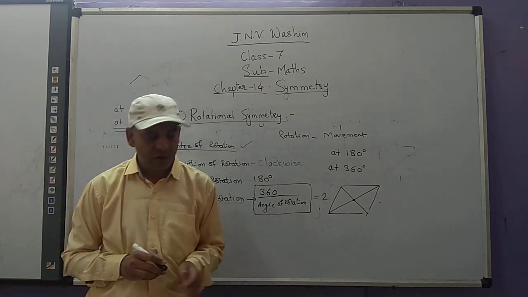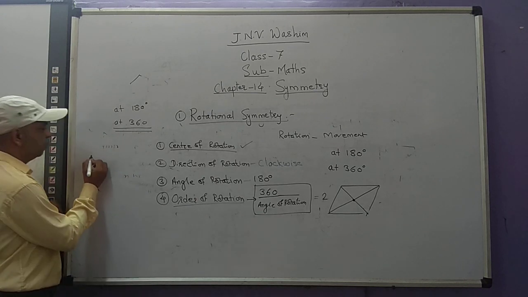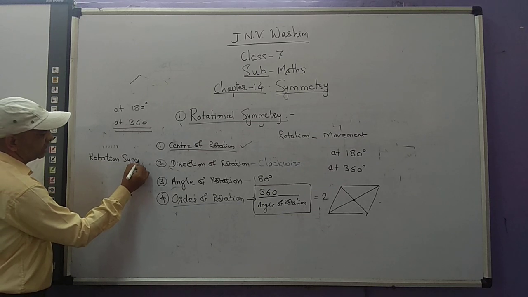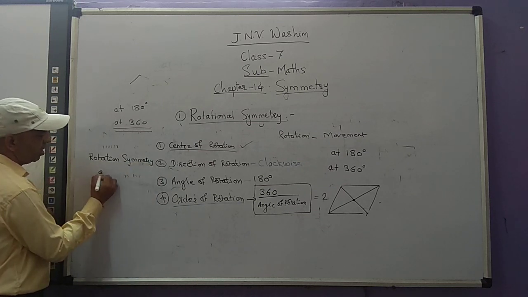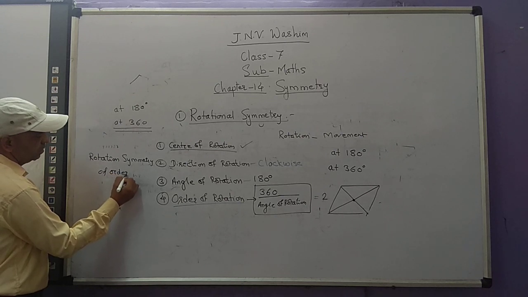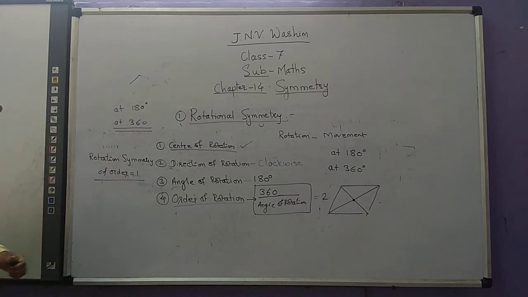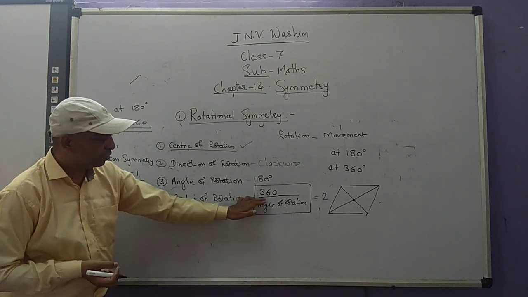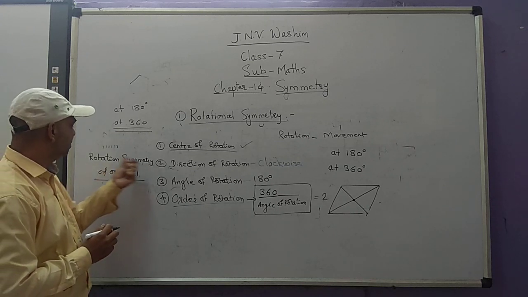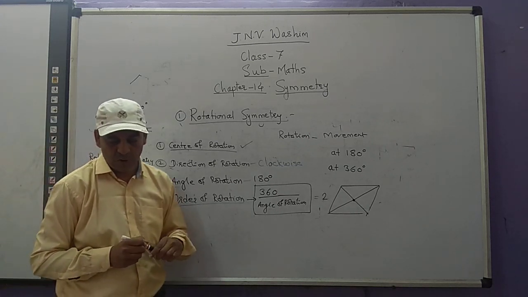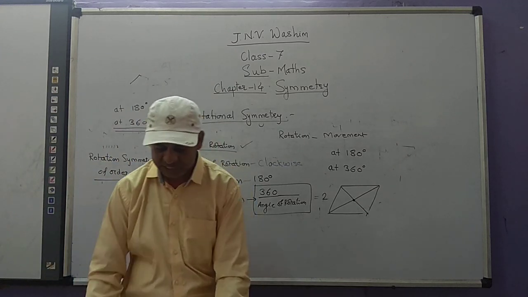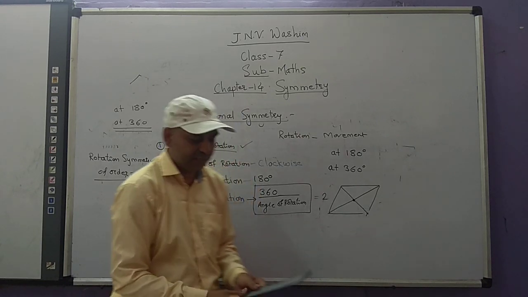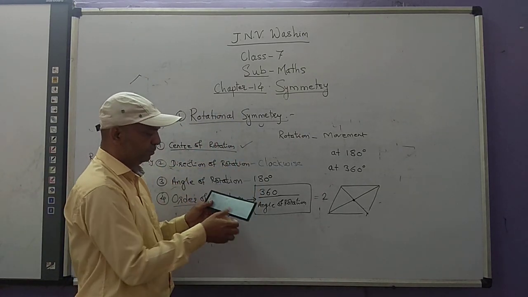Every object has rotational symmetry of order 1. Why? Because every object occupies the same position at a rotation of 360 degrees. So every object has rotational symmetry of order 1. So this is about rotational symmetry. Now observe some example activity. So this is O.